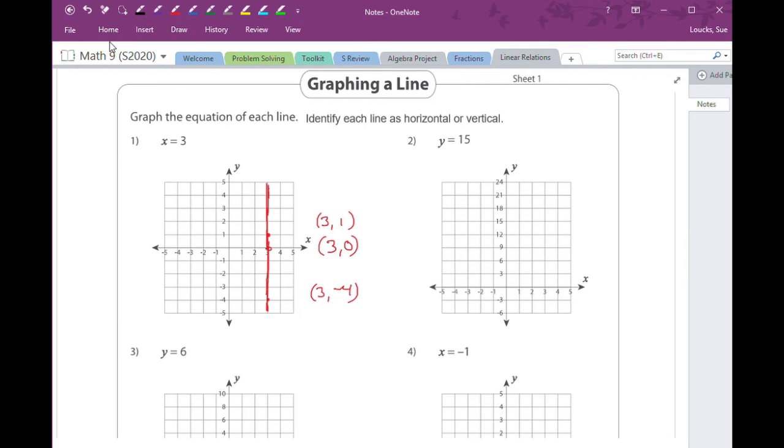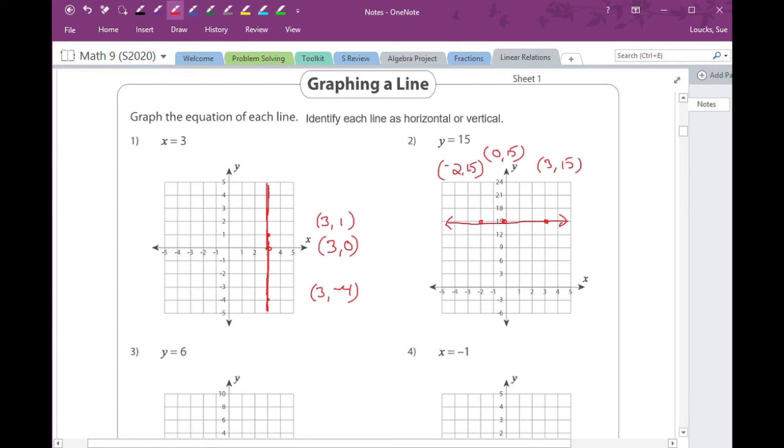Okay, example 2, where y equals 15 is going to be the same thing, except it's going to be, in this case, a horizontal line going across at the y equals 15 line, okay? Because this point is 0, 15. This point here is 3, 15. This point here is -2, 15. But all of the points on that line have a y value of 15, and it doesn't matter what the x value is.